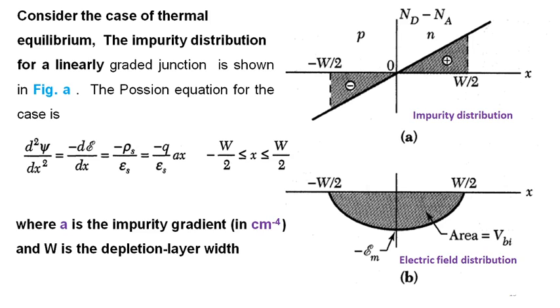And here a is the impurity gradient, because for impurity concentration we use per centimeter cube, but now the impurity concentration changes with distance across the depletion layer, so instead of per centimeter cube, it now becomes per centimeter raised to the power 4, or centimeter raised to minus 4, and W is nothing but the depletion layer width. And as in the previous case, the electric field distribution is now equal on both sides, and that is nothing but the built-in potential from minus W by 2 to plus W by 2.